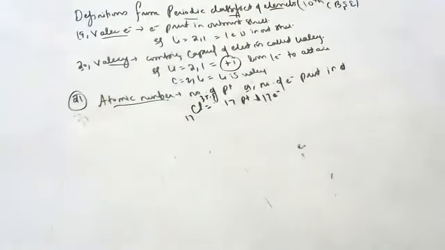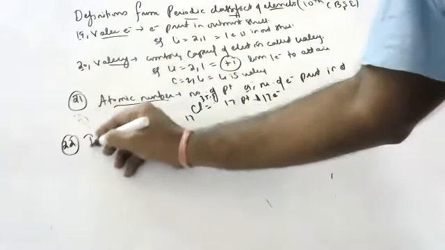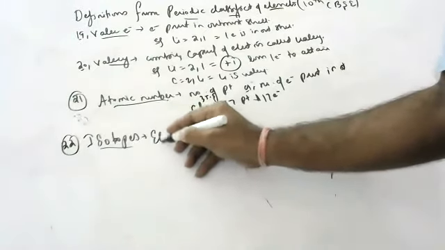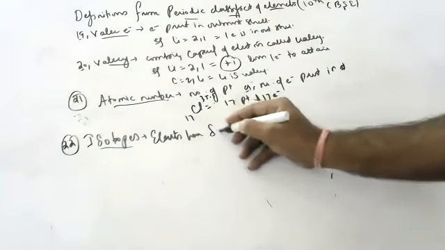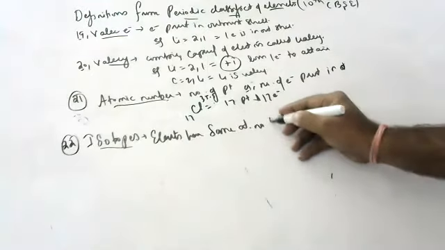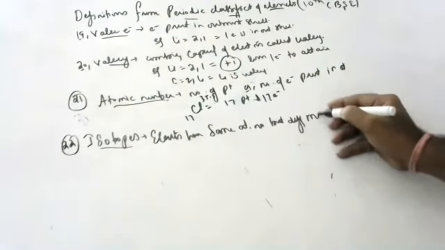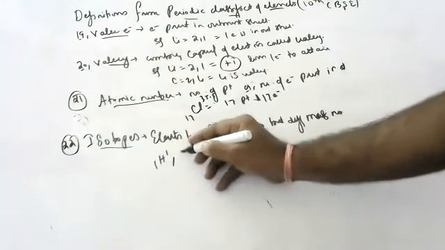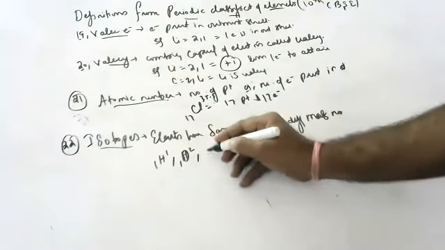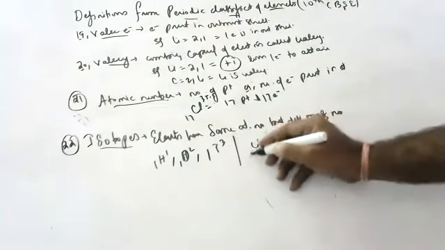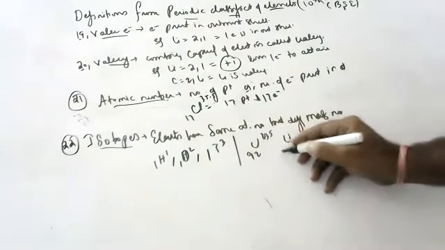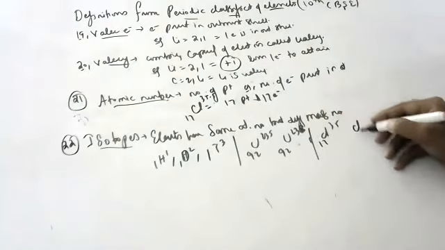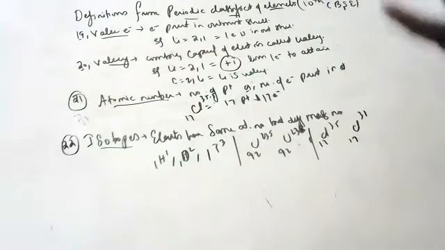Okay children, next one, isotopes. What are isotopes, children? Same atomic number, different mass number. Elements having the same atomic number but different mass number are called isotopes. 1H1 hydrogen, 1H2 deuterium, 1H3 tritium, or uranium 92-235, uranium 92-238, or chlorine 17-35, chlorine 17-37. So many isotopes are there, children.